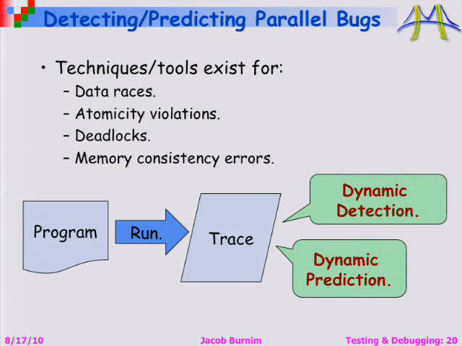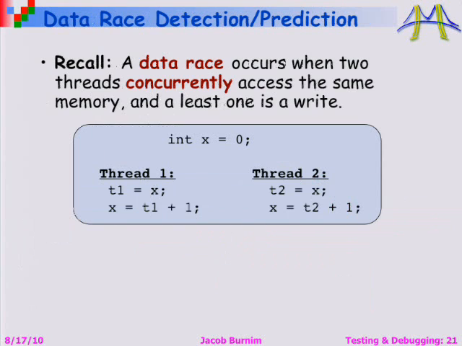Right, in fact, this technique's been generalized to a number of kinds of bugs, so data races, atomicity violations, which we'll talk about in a little bit, deadlocks, and also these kind of consistency errors that you can get when you're not programming for the right memory consistency model your language and hardware is providing. Okay, so just recall, I think you've probably seen this a couple of times.